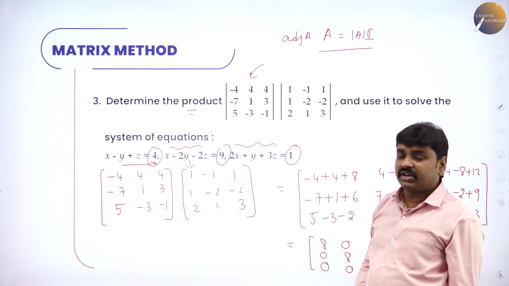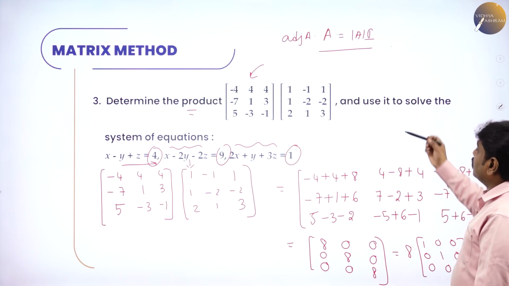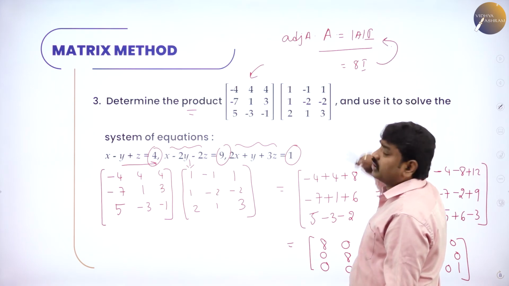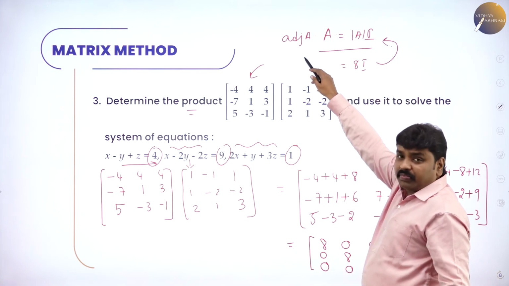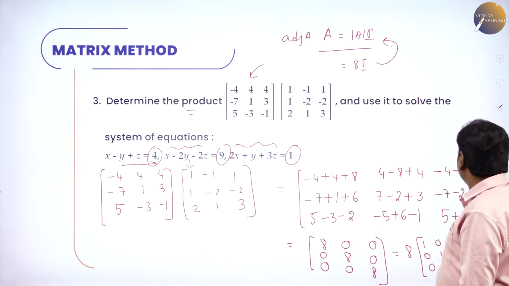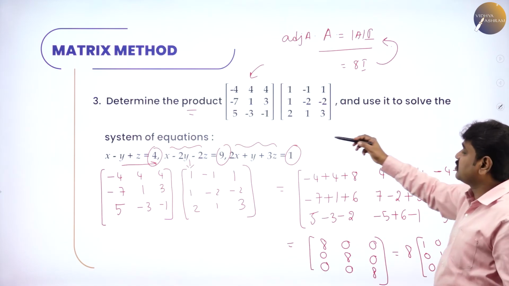Why can I say it is the adjoint? Because when I multiply these two, I get determinant A into I. So A times adjoint A, I am getting 8I. 8 is the determinant. Only a matrix multiplied by its adjoint can give you this. So the conclusion is, because you got 8I, the adjoint is readily given. This matrix is the adjoint.